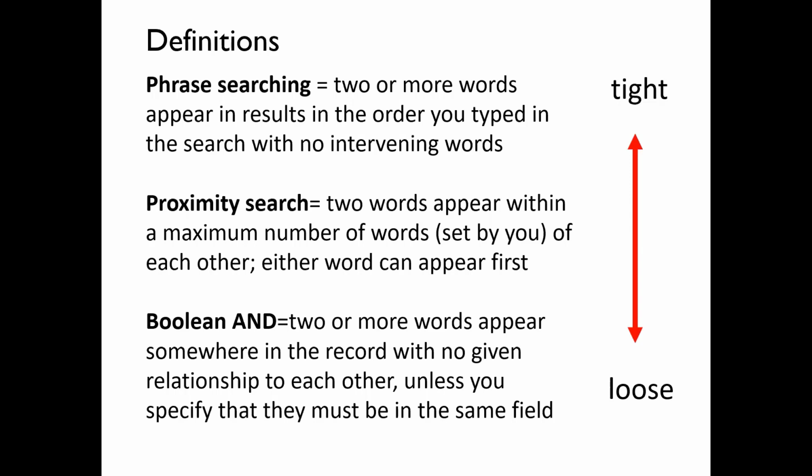And then finally, with the Boolean AND operator, you have two words or more, if you use more than one AND, that need to appear somewhere in the record. And they don't have any given relationship to each other. So they can be any distance from each other, except that you might specify that they need to be in the same field. So they might both need to be in the title field or both need to be in the abstract field or something like that. So that's a little bit tighter than if they're just anywhere, but it's much, much, much looser than a phrase search.